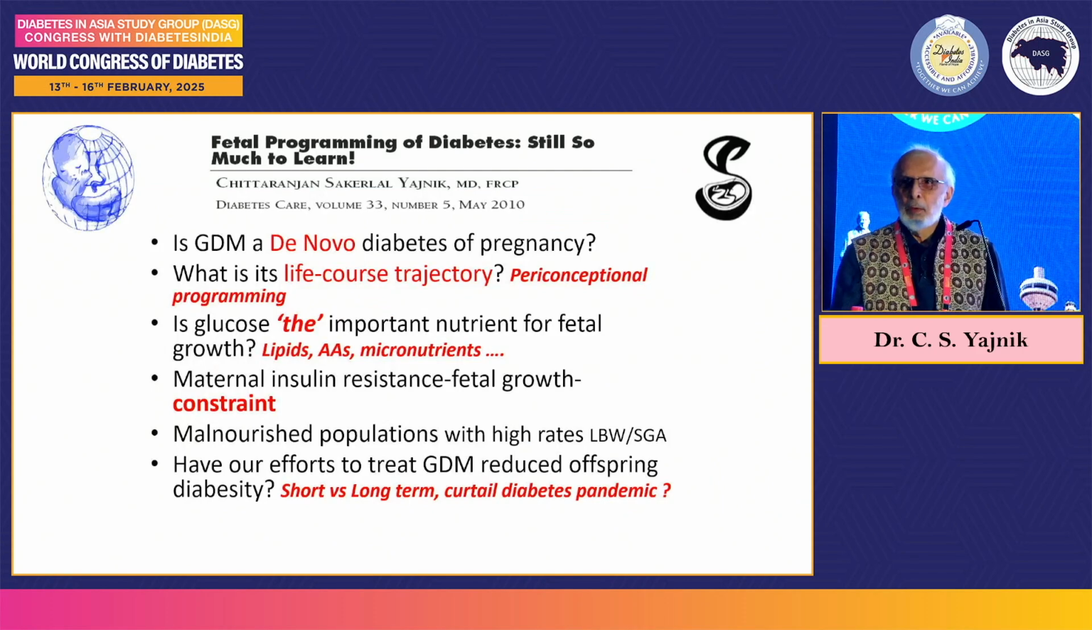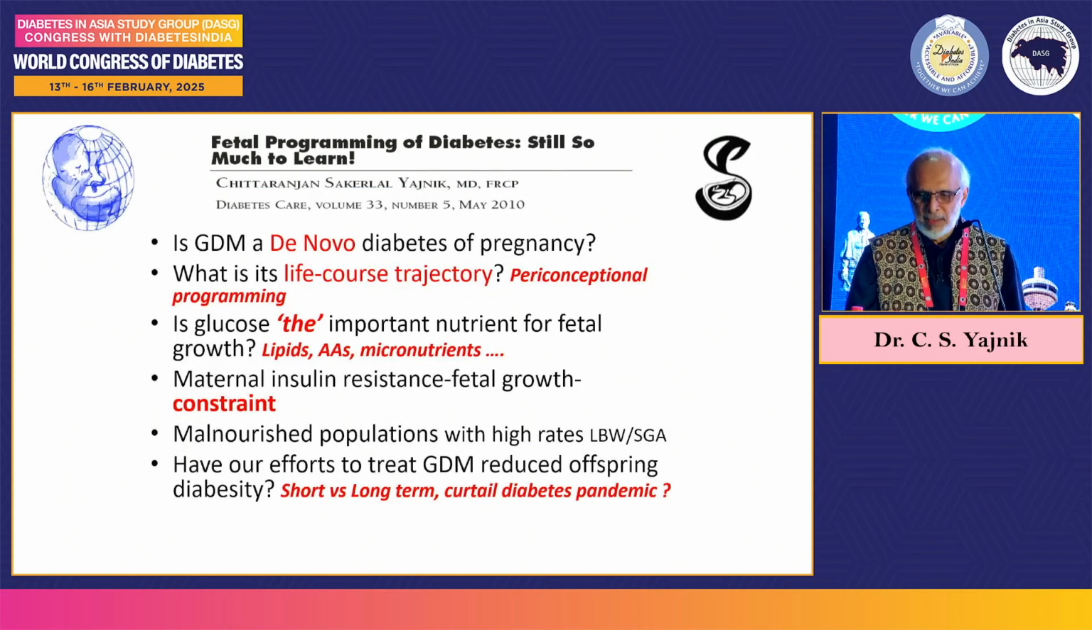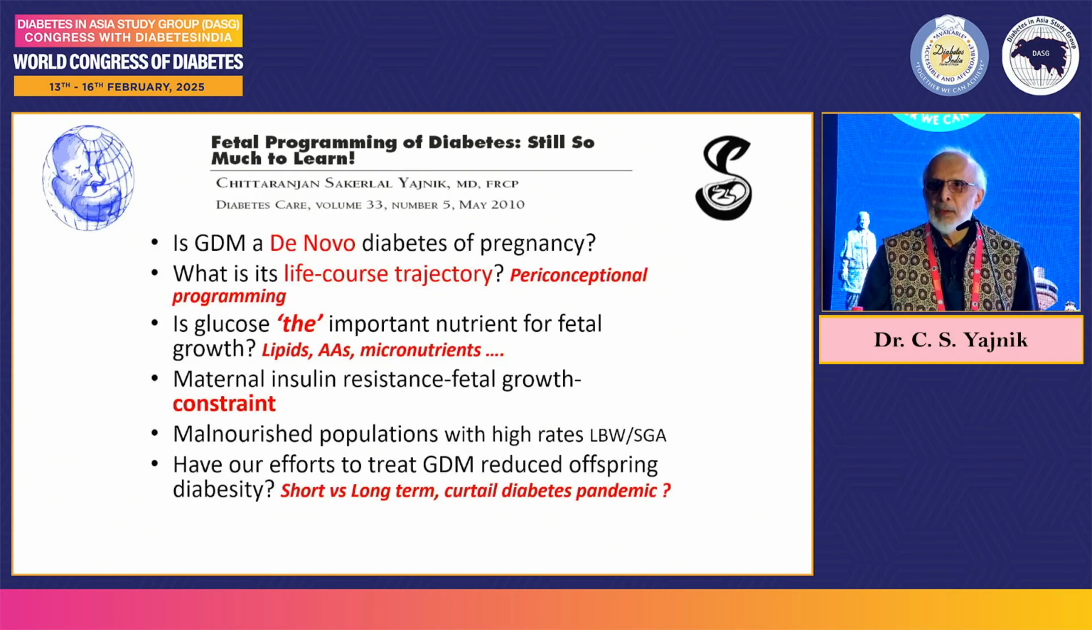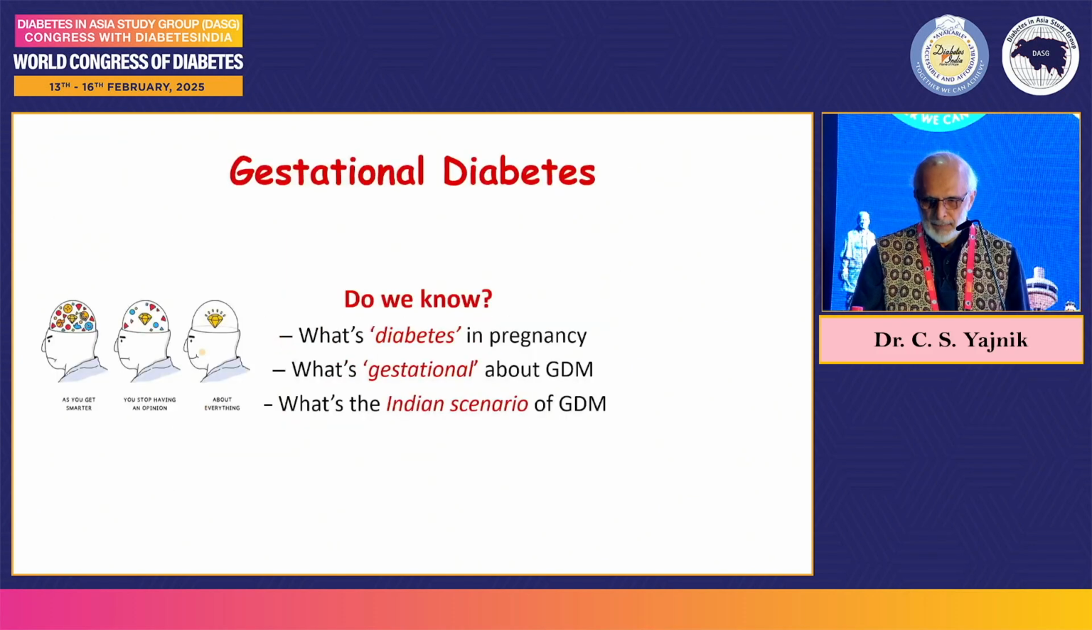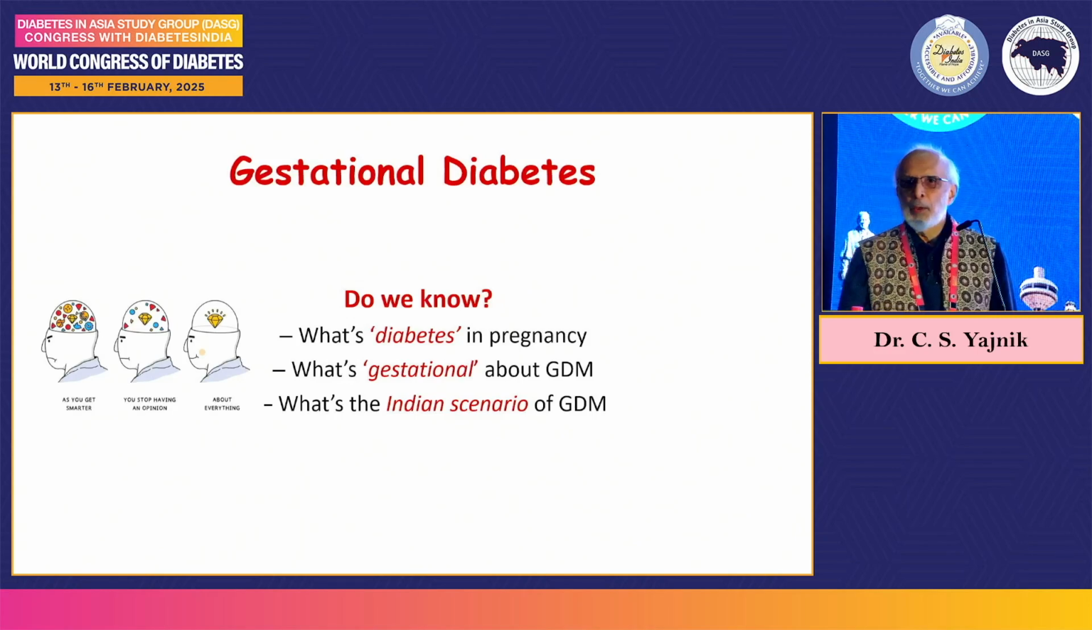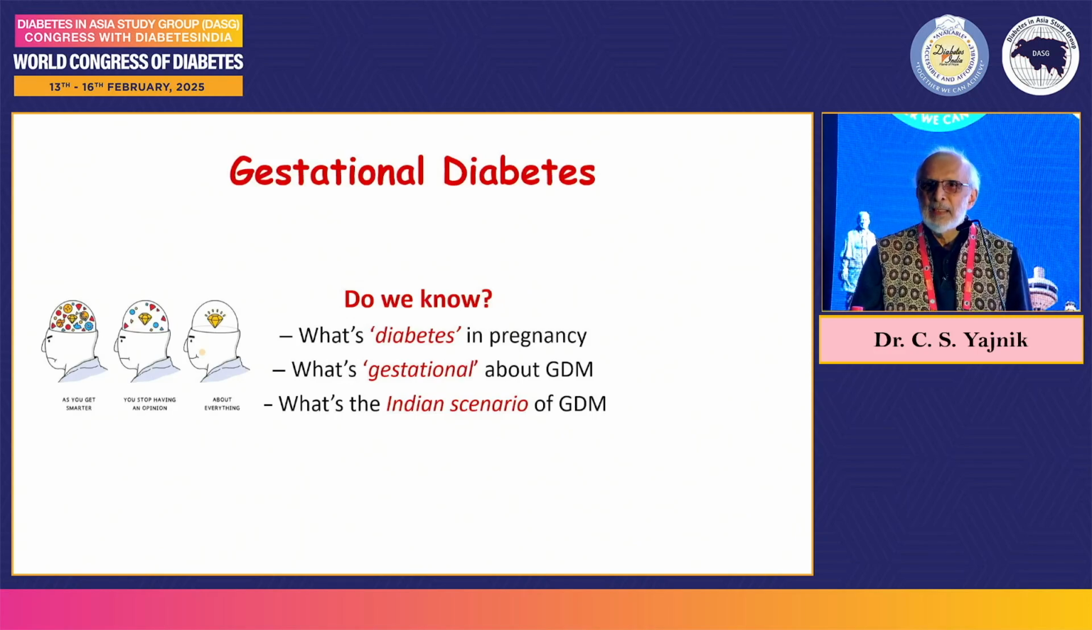I wrote this editorial for Diabetes Care about 15 years ago, listing all the doubts I had about diabetes in pregnancy. The important ones were: is it really a de novo diabetes? Is there a role for other nutrients other than glucose? Is there undernutrition overlaying the gestational diabetes issues? And finally, short versus the long term outcome. And as time goes, you try to reduce the questions to answer them more properly.